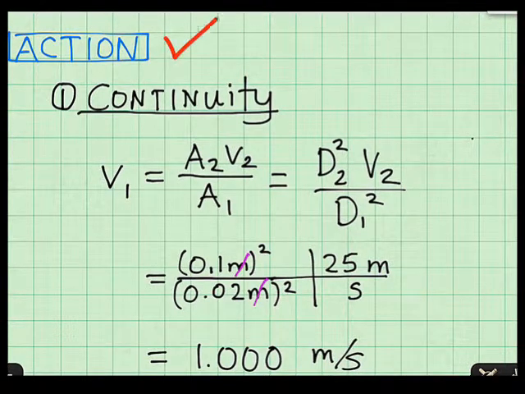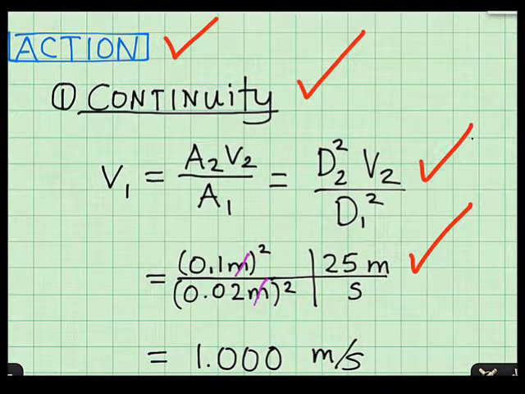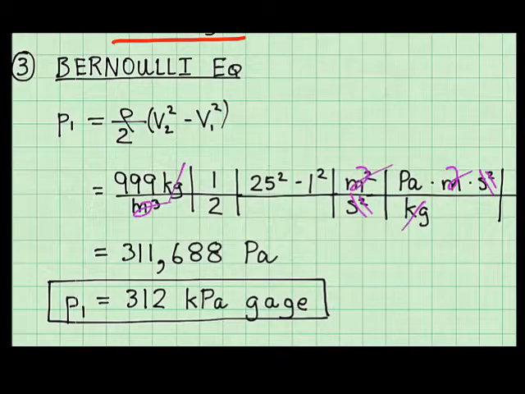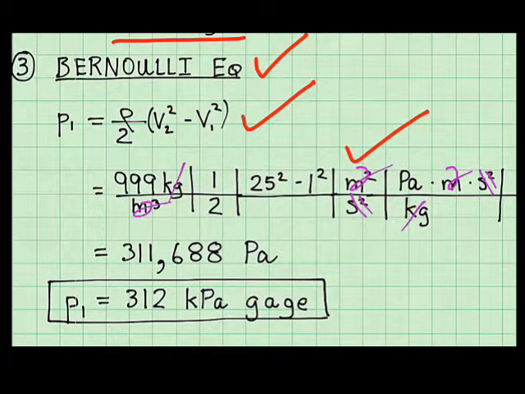Next, I executed my plan. So here's the continuity equation. I rewrote the equation, put in numbers, and the velocity at section 1 is 1 meter per second. I calculated the mass flow rate by using properties at section 2, and the mass flow rate is given here. I applied the Bernoulli equation to calculate the pressure at section 1, did my calculations, and the pressure at section 1, which is one of the problem goals, is 312 kPa gauge.